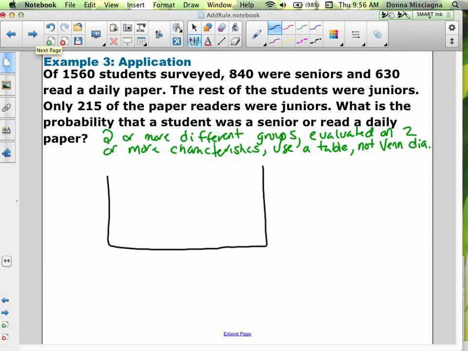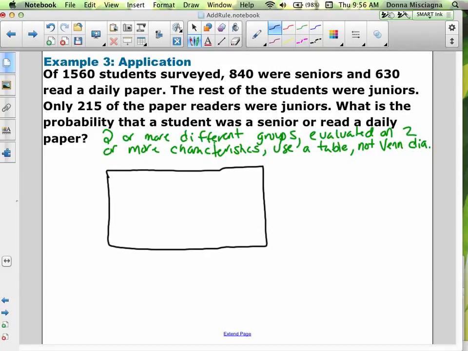And we have 2 characteristics here. We have the class you're in, juniors and seniors, and we have read a paper, don't read a paper. If you've got 2 and 2, you're not going to have 2 columns and 2 rows. You're actually going to have 3 rows and 3 columns. So the number of rows and columns is 1 more than the characteristic. If there's 2 groups, junior, senior, you need 1 extra for the total.